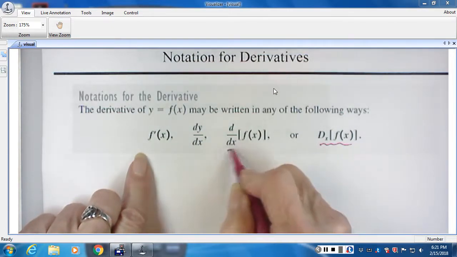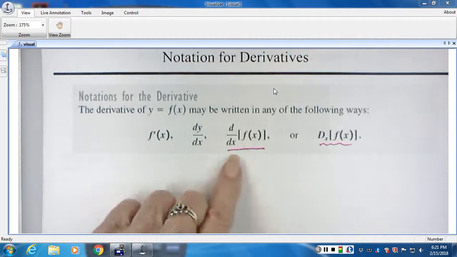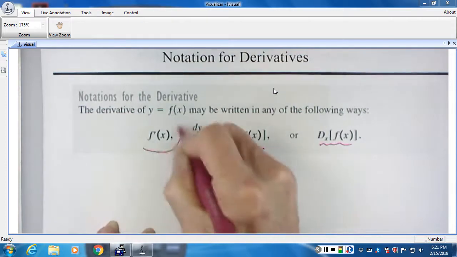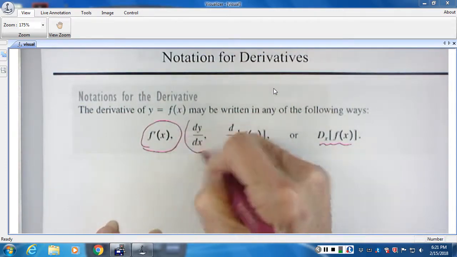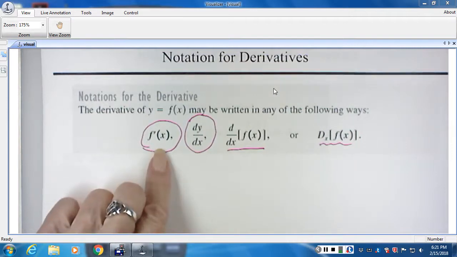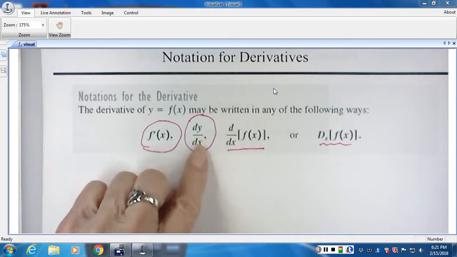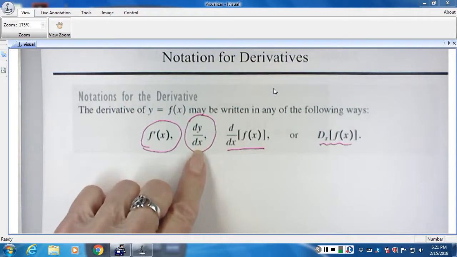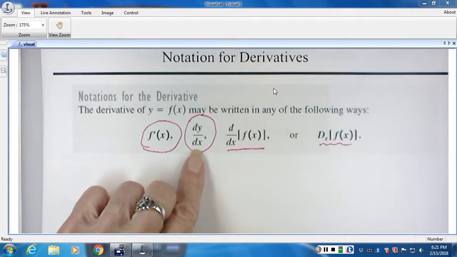This is a little better, but actually the two that I will use the most often are this notation or this notation. This is read as f prime of x, and it means the derivative of the function f of x. This is read as the differential notation for the derivative. It's the differential of y with respect to x, or the derivative of y with respect to x.